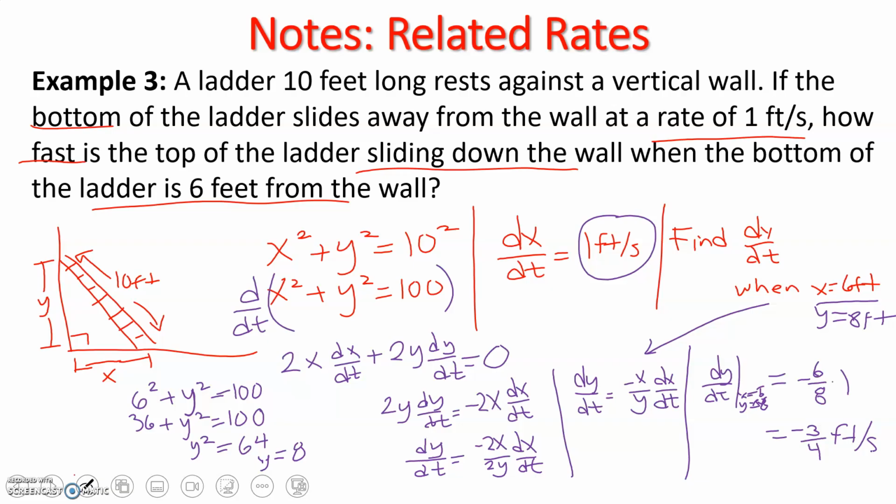So we would then say, how fast is the top of the ladder sliding down? The ladder is sliding down 3/4 of a foot every second when the ladder is 6 feet from the wall.